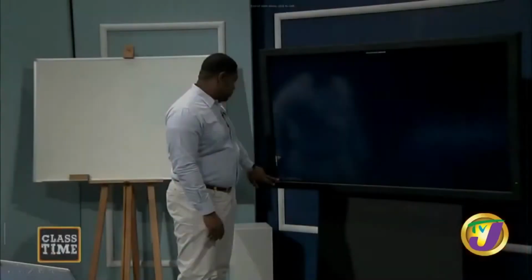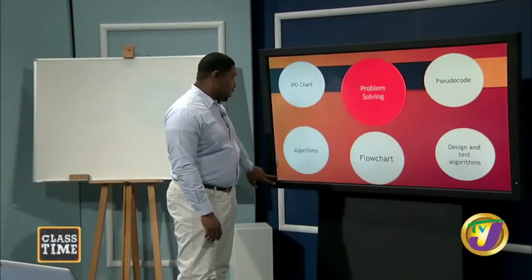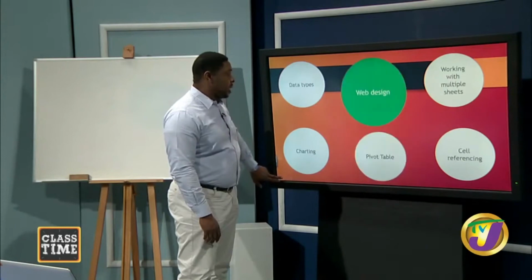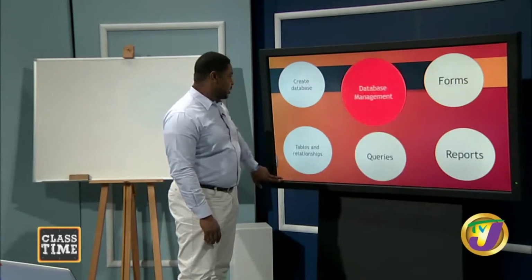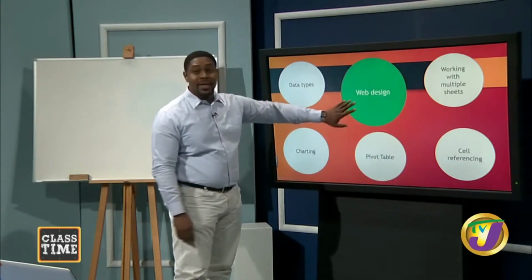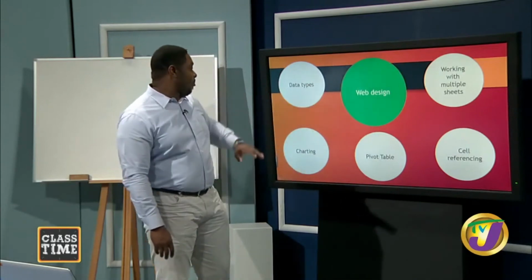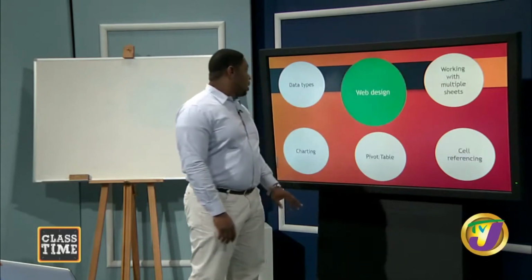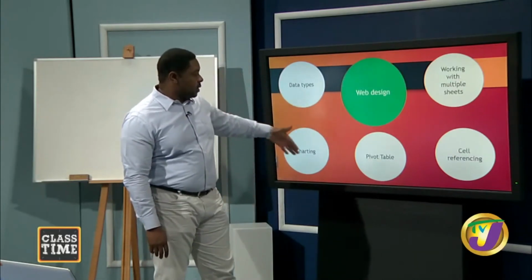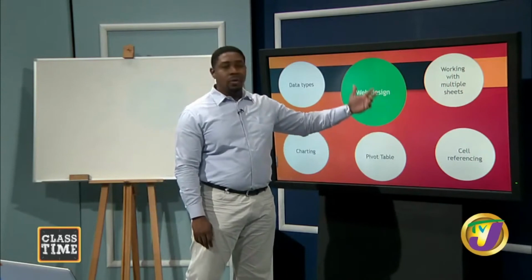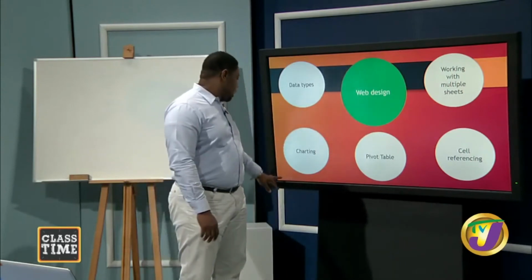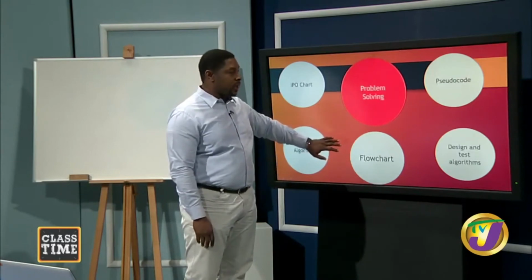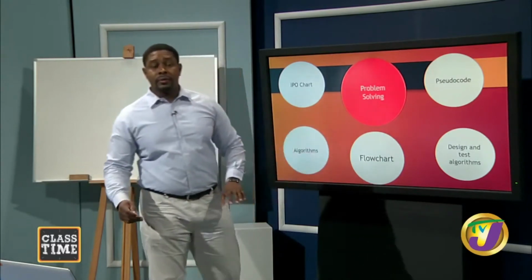All right. Just one other one, and I think I possibly didn't change this properly. It's supposed to be spreadsheets, not web design. So my bad there. But they're supposed to be spreadsheets. And so we have data types, charting, pivot tables, cell referencing, and working with multiple sheets under spreadsheets. All right. So this is basically what your syllabus will look like for the year, all right?